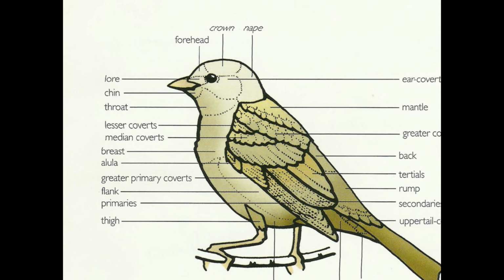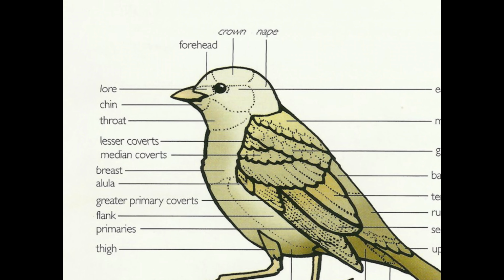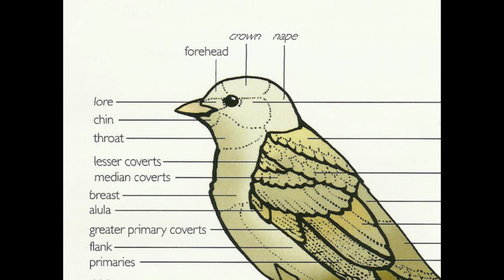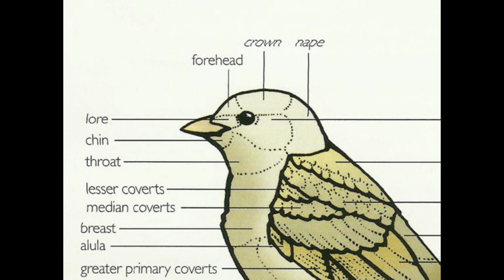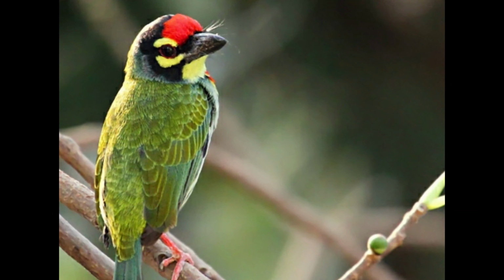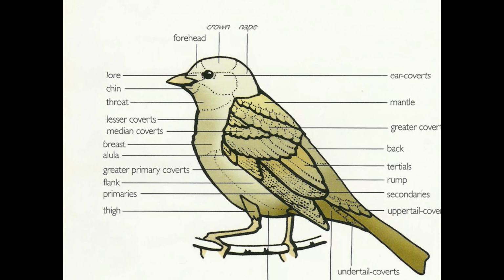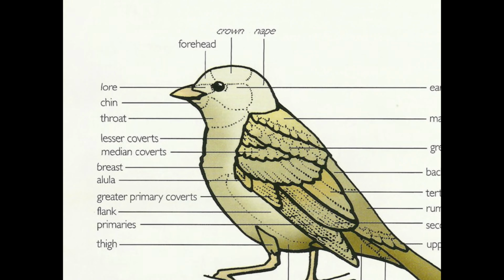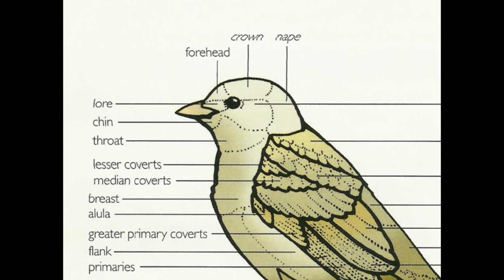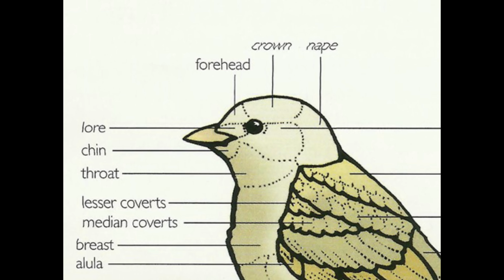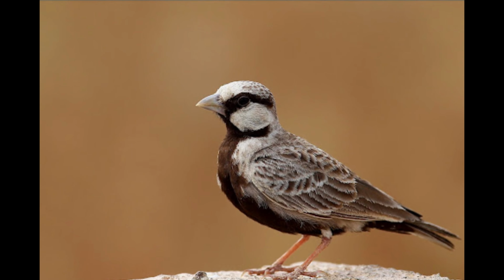Like humans, birds also have a forehead region, from the base of the upper mandible to approximately above the middle of the eyes. For example, we can see the red color on the forehead of the coppersmith barbet. After the forehead, next is the crown region, from the forehead to the beginning of the cervical vertebrae of the neck. We can easily distinguish the ashy-colored crown on the ashy-crowned sparrowlark.